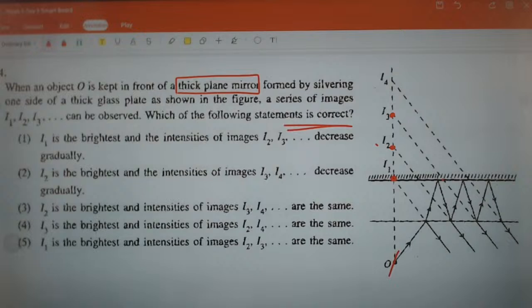Clear? I1 is the brightest and the intensities of I2, I3 will decrease gradually. Next one: I2 is the brightest and the intensity of I3, I4 decrease gradually. So what's the difference between 1 and 2?